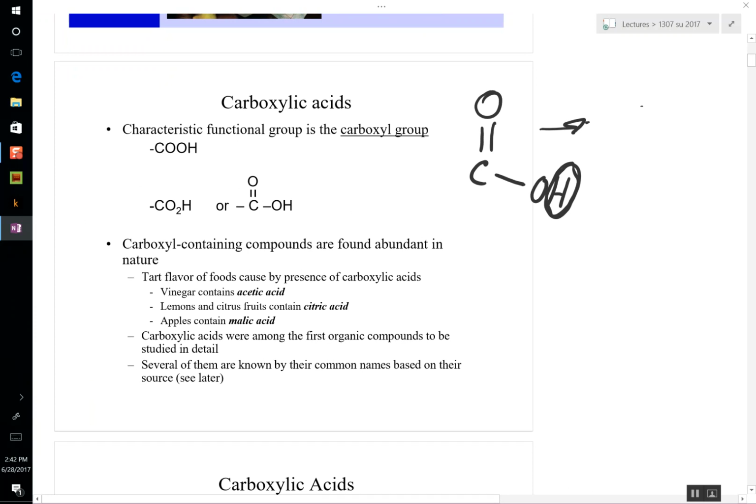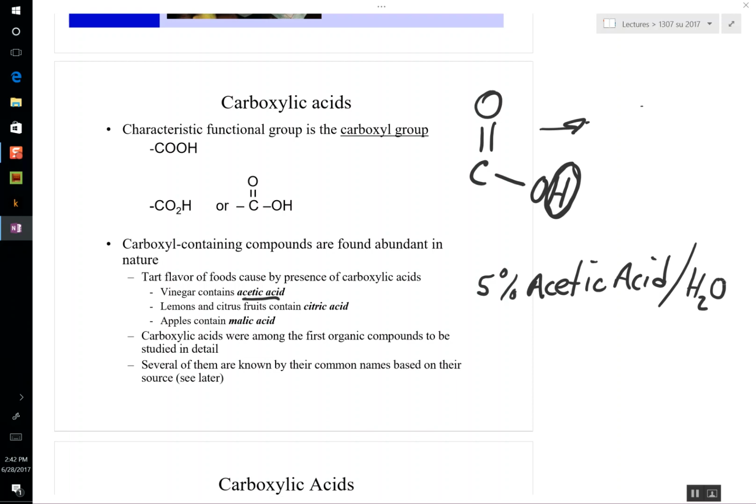Vinegar is a very common carboxylic acid. It's acetic acid. What you buy in HEB is about 5% acetic acid in water. So it's 95% water, 5% acetic acid. Sometimes when people are pickling things, they'll buy, I think, 9% acetic acid. So a little stronger, a little more concentrated vinegar.